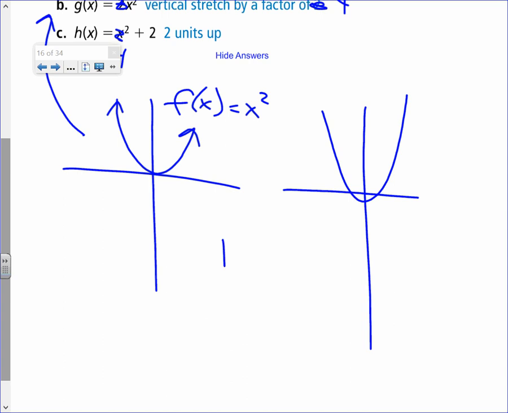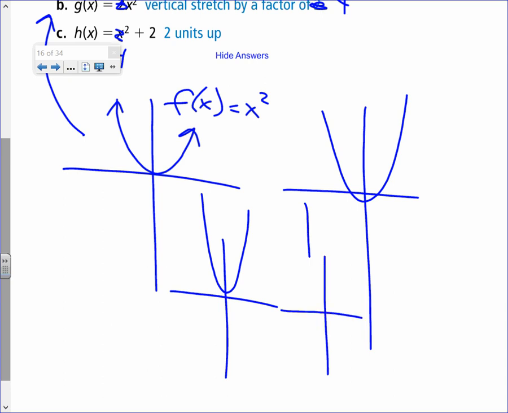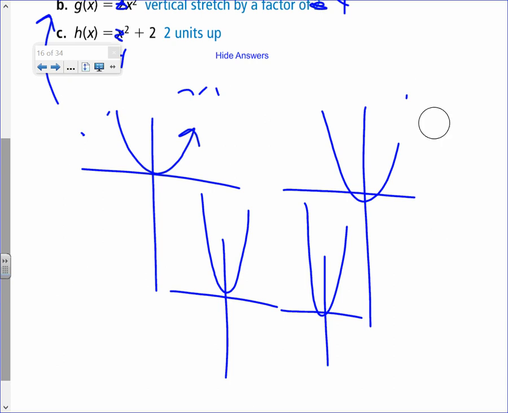A vertical stretch of 5 would look even skinnier. We're stretching it more and more. Vertical factor of 6, and so on and so on. It gets skinnier and skinnier. We're stretching it more and more by that factor. Right? And I showed you that last week with Desmos, and we're going to work more on that right now.